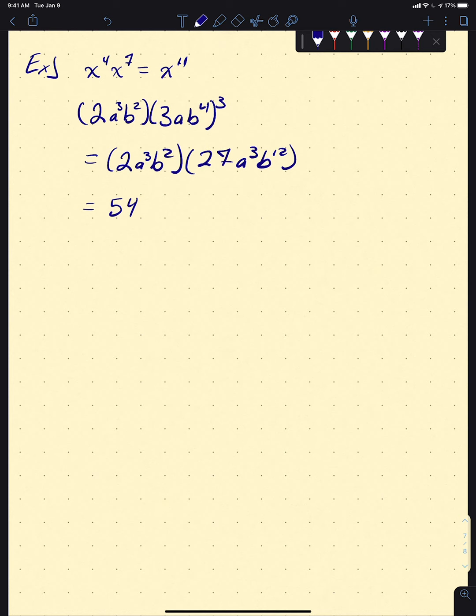A cubed times a cubed is a to the 6th, right? Because when we have the same base and we're multiplying, we add the exponents. And then the same here, b squared times b to the 12th is b to the 14th.